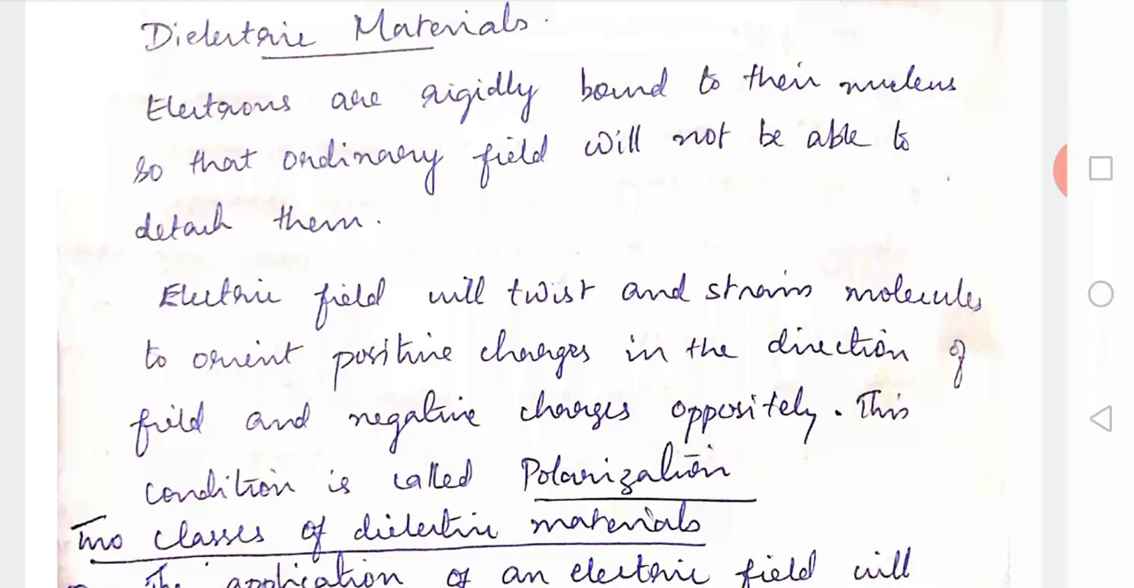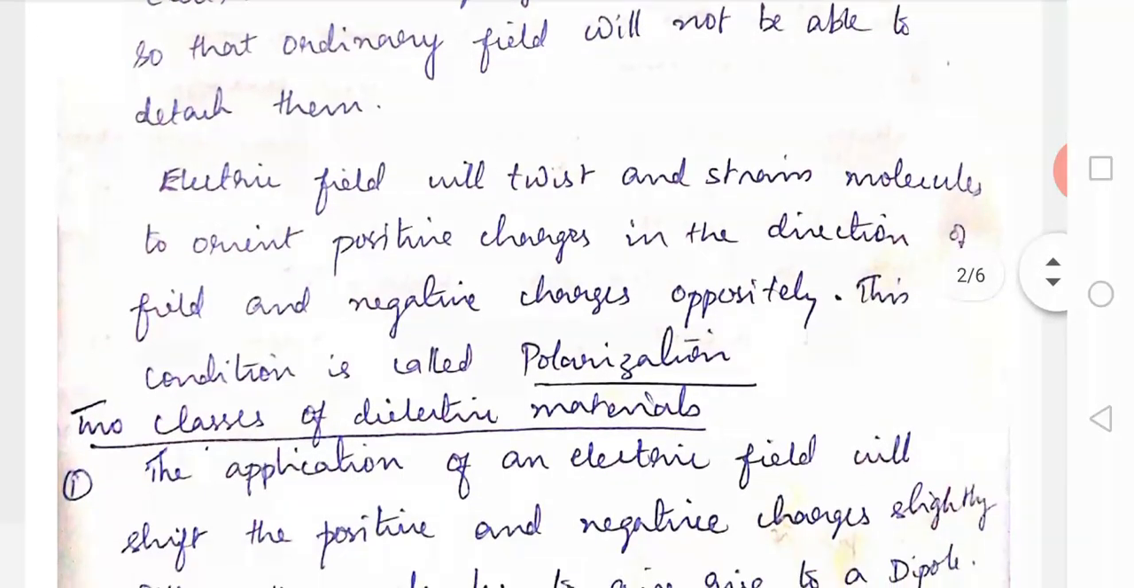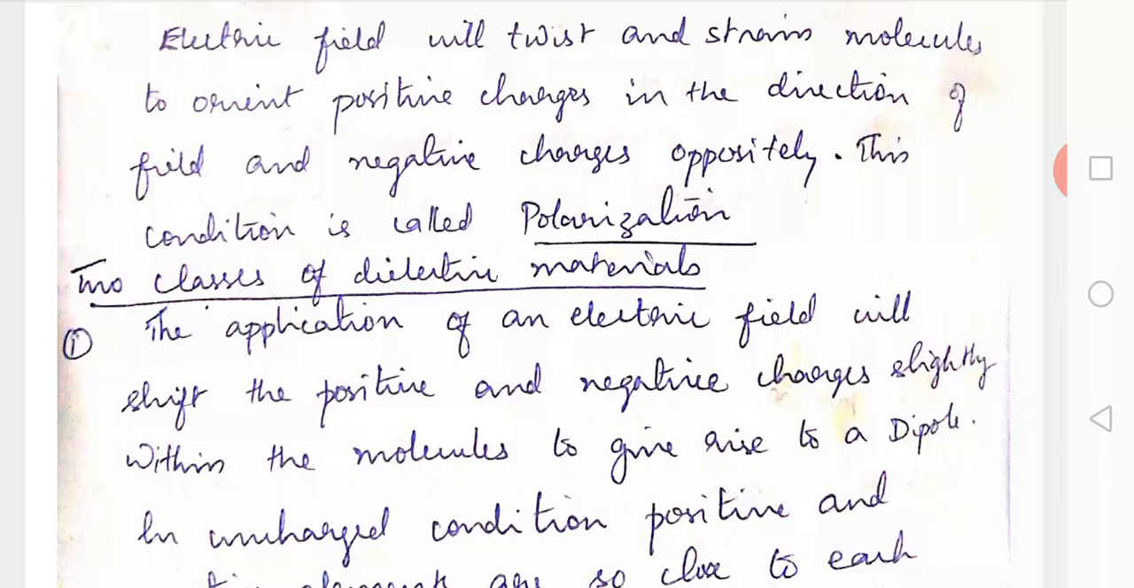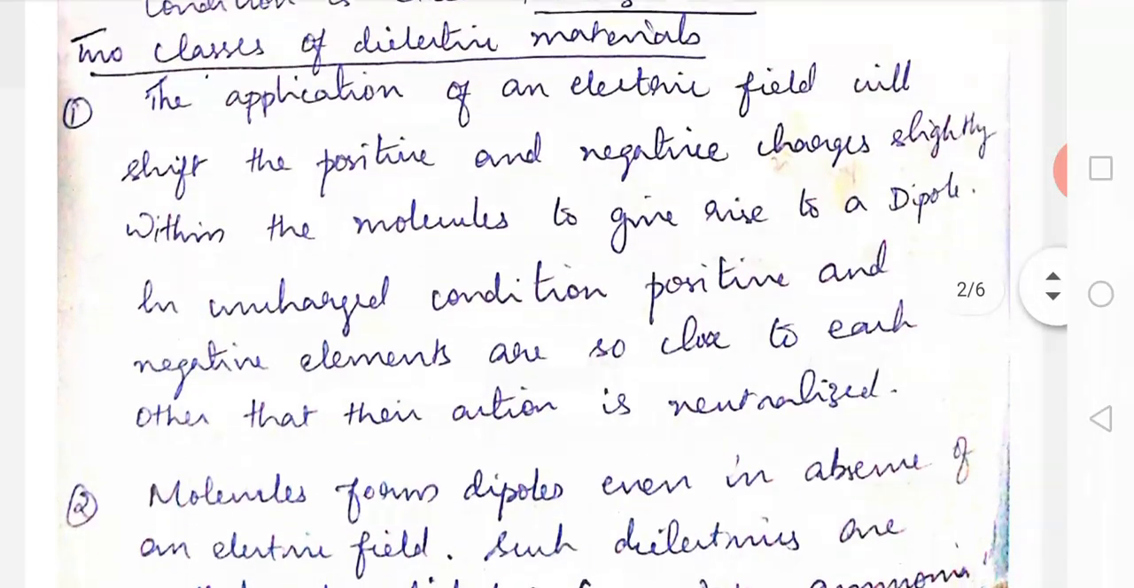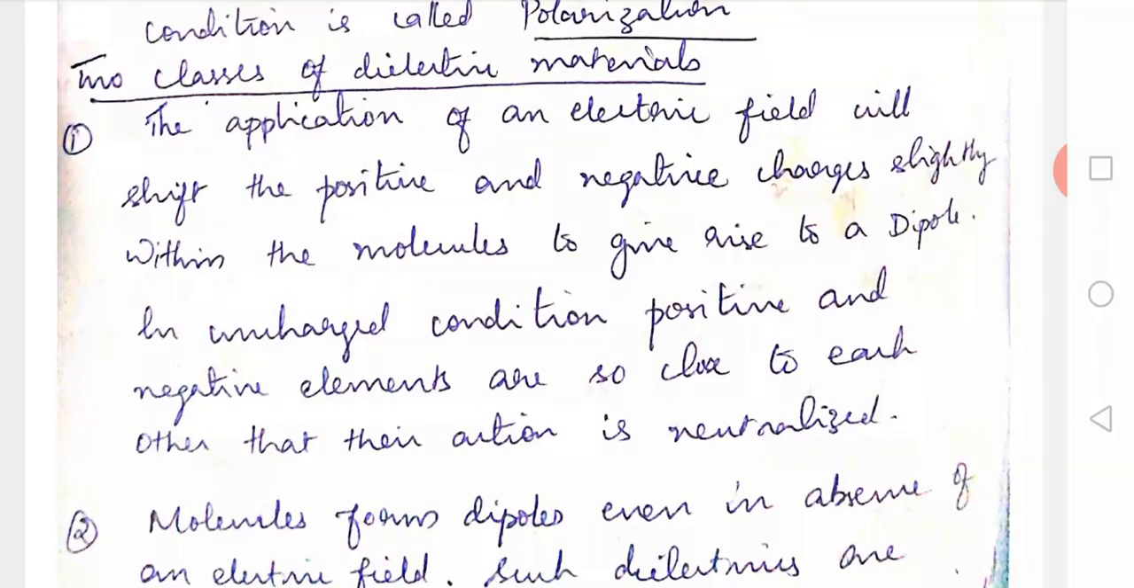And if an electric field is applied, this will twist and strain molecules to orient positive charges in the direction of the field and negative charges oppositely. This is known as polarization. In the case of dielectric materials, there are two classes: one is polarized and the other is non-polarized. In the case of polarized, with the application of an electric field, it will shift the positive and negative charges slightly within the molecules to give rise to a dipole.